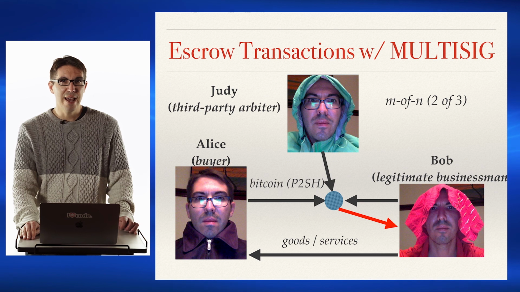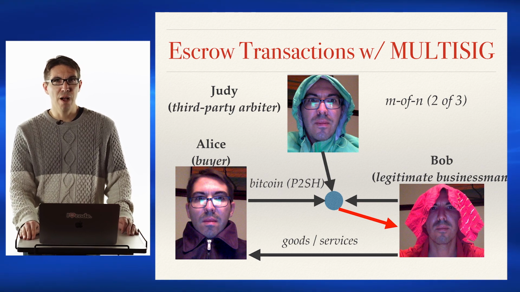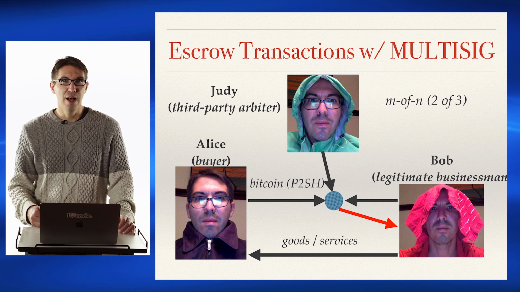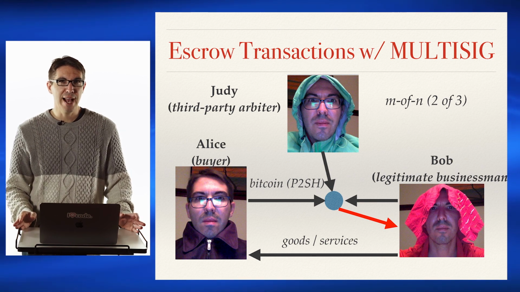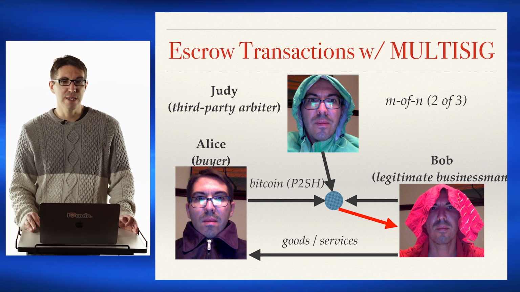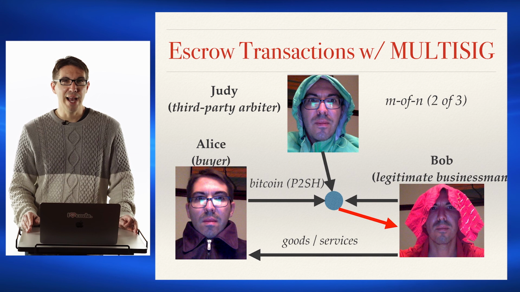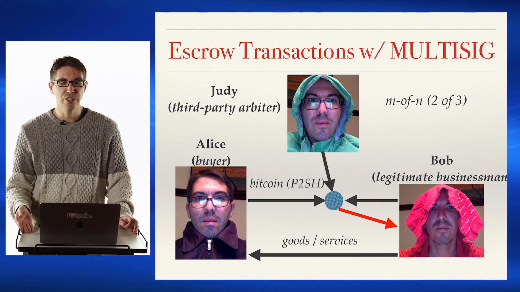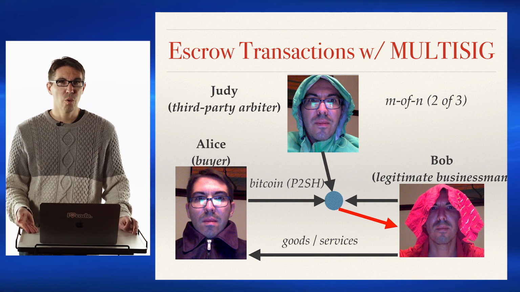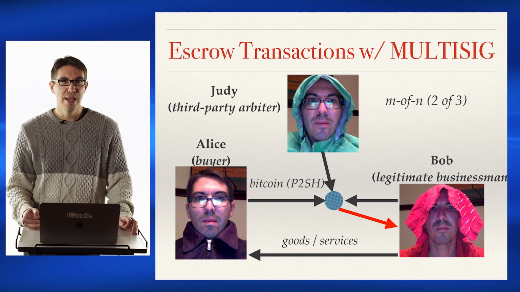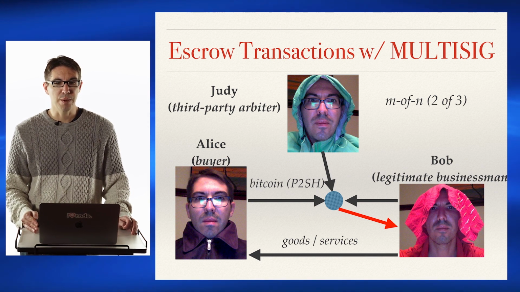So assuming that everything goes well, Alice buys something from Bob, Bob gives Alice the goods or services that she has requested, then both of them can sign off on the transaction, and Judy doesn't even have to get involved. However, if there is a disagreement, Judy now has a way to either sign off the transaction, in which case the Bitcoin will go to Bob, or not sign off on it, in which case the Bitcoin transaction never goes through, and so Bob never gets his Bitcoin.